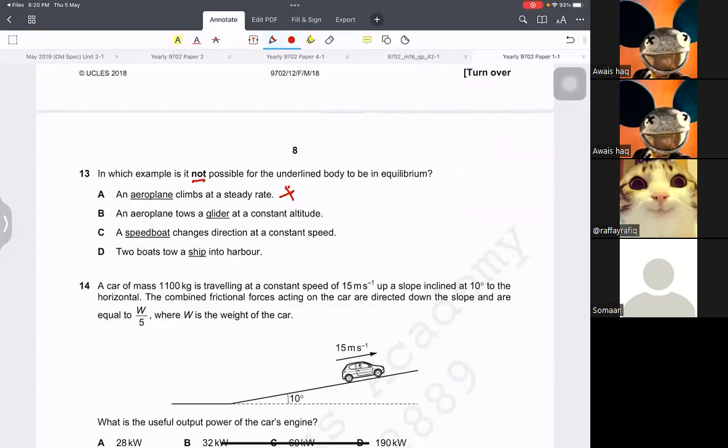And airplane tows a glider at constant altitude. Okay, so that's balanced as well. Speedboat changes direction at constant speed. So changing direction is due to acceleration. Has to be this answer. Two boats tow a ship into harbor. Not enough information is given, so that's ambiguous. So we choose C.